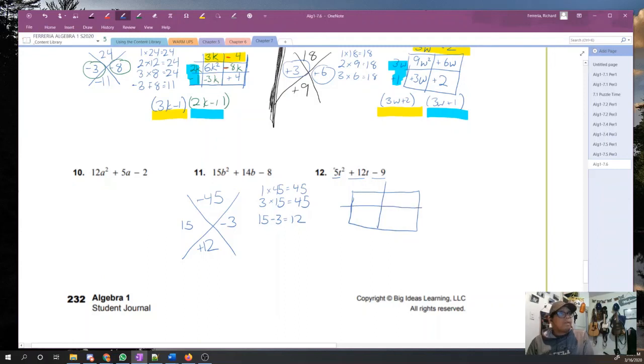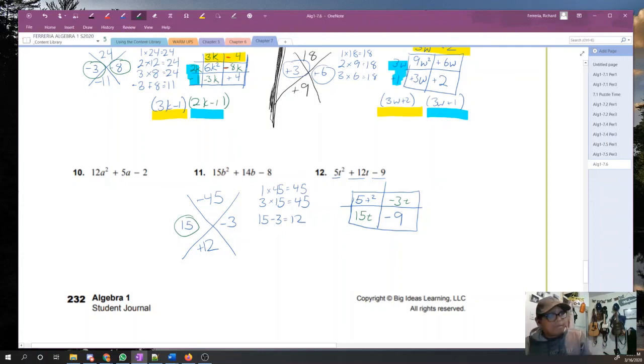Okay, 5t squared goes here. Negative 9 goes here. And my guys over here on the side, they go anywhere. It doesn't matter what order you put them. 15t minus 3t. I could have switched them around. Those are the only two that you can switch around. The other two have to be right where they are.